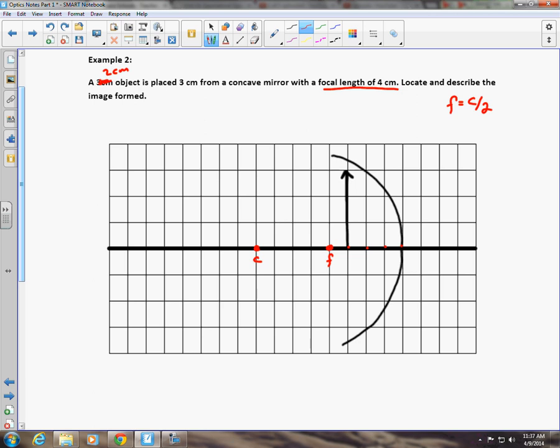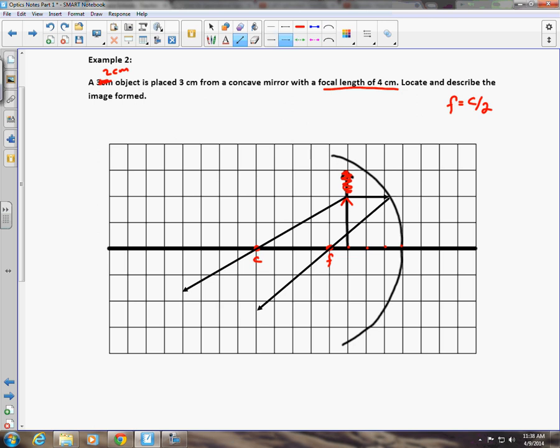And like I said, we're going to make this a 2 centimeter tall object again, because 3 centimeter tall won't work. Now, we draw in the same rays. We go from the top of the object parallel. So it hits the surface, down through the focus. The second ray we draw goes straight through the center. So from the top of the object, straight through the center. Okay. Those are never going to meet, so I have to extend them back behind the mirror until they do meet.